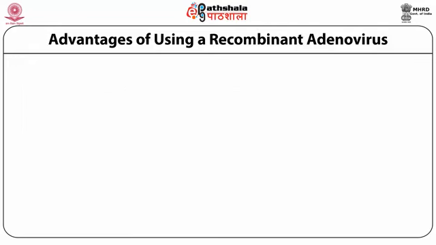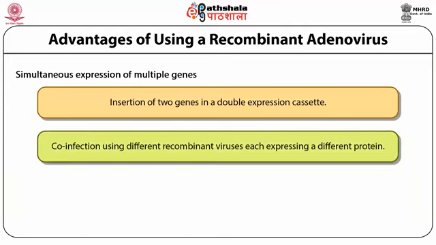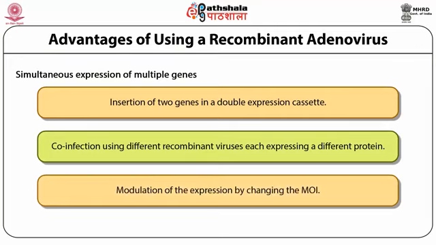By using this virus, we can have simultaneous expression of multiple genes. This means many genes of different origin can be expressed simultaneously when cloned into the adenoviruses. Insertion of two genes in a double expression cassette can be carried out. Co-infection using different recombinant viruses, each expressing a different protein, can be carried out when we are using these vectors or viruses, and modulation of the expression by changing the MOI can be done using this virus.